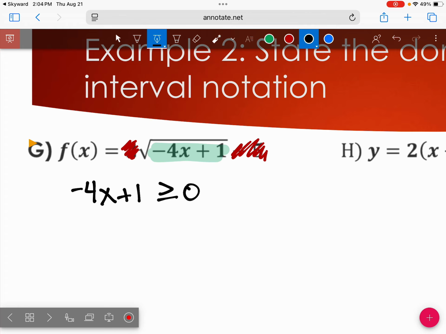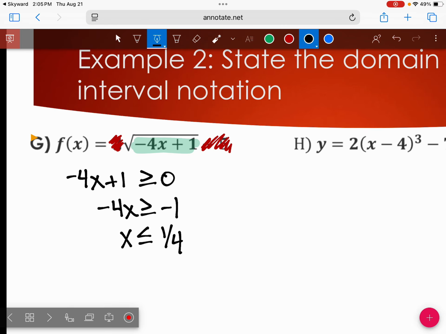Keeping in mind that when you divide both sides by -4, what happens? It flips. And you don't drop the equals or something? Nope. And why don't we drop the equal to this time? It's not in the denominator of a fraction. Only if it's in the denominator. So I'm going to subtract the 1. And then I'm going to divide by -4 and flip it.